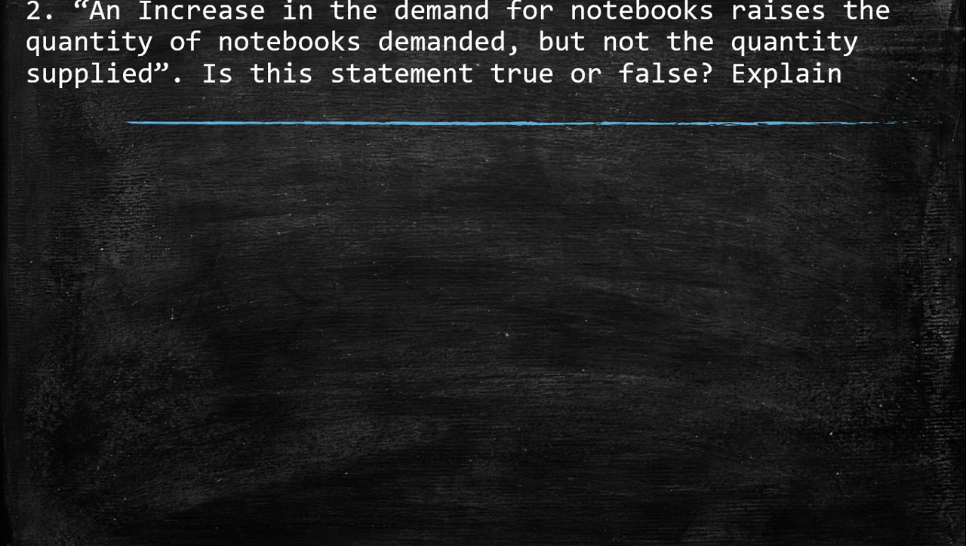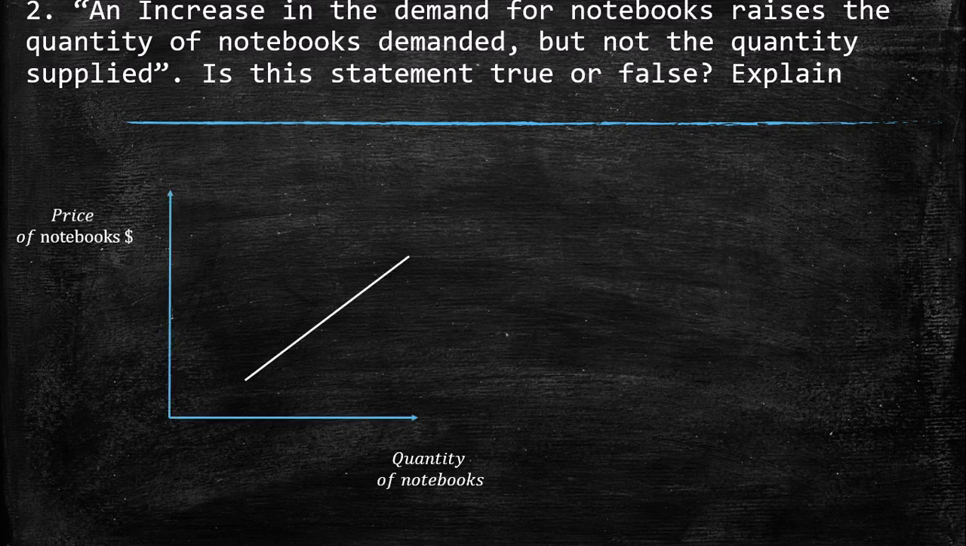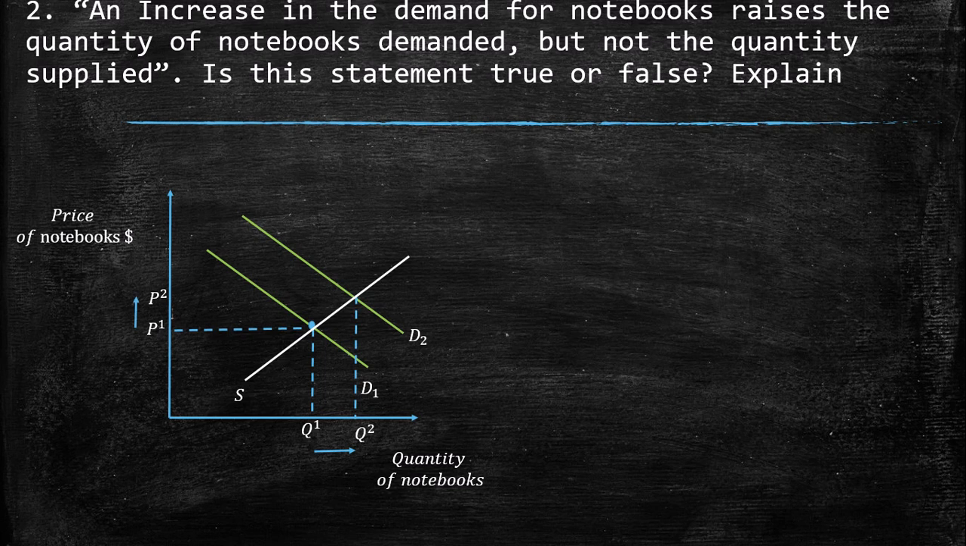So the second point: an increase in the demand for notebooks raises the quantity of notebooks demanded, but not the quantity supplied. Is this statement true or false? Explain. So here we have the quantity of notebooks, and here the price. We have the equilibrium position, which is the demand and supply. So here we have the Q1 and P1. So given the increase in demand, we are going to arrive to Q2 and P2. So it's going to be an increase for both, for prices and for quantities.